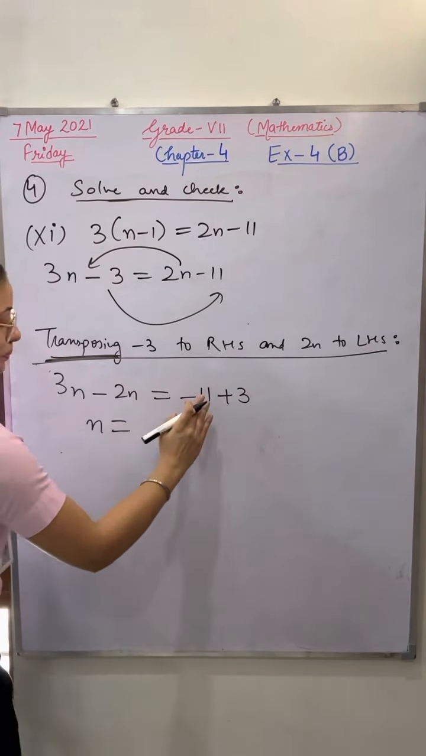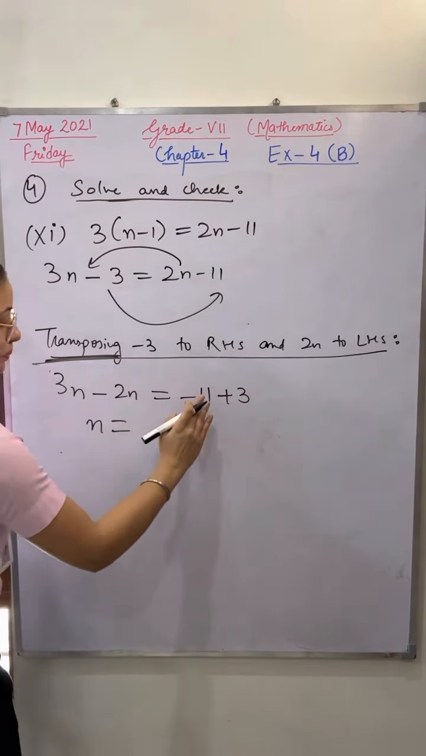8. Why are you taking this much time? n is equals to minus 8, because the minus sign is of the bigger value, so you have to place the minus sign here. So that is the answer. That's it. You can apply the transposition method in one step also. Now check your question.